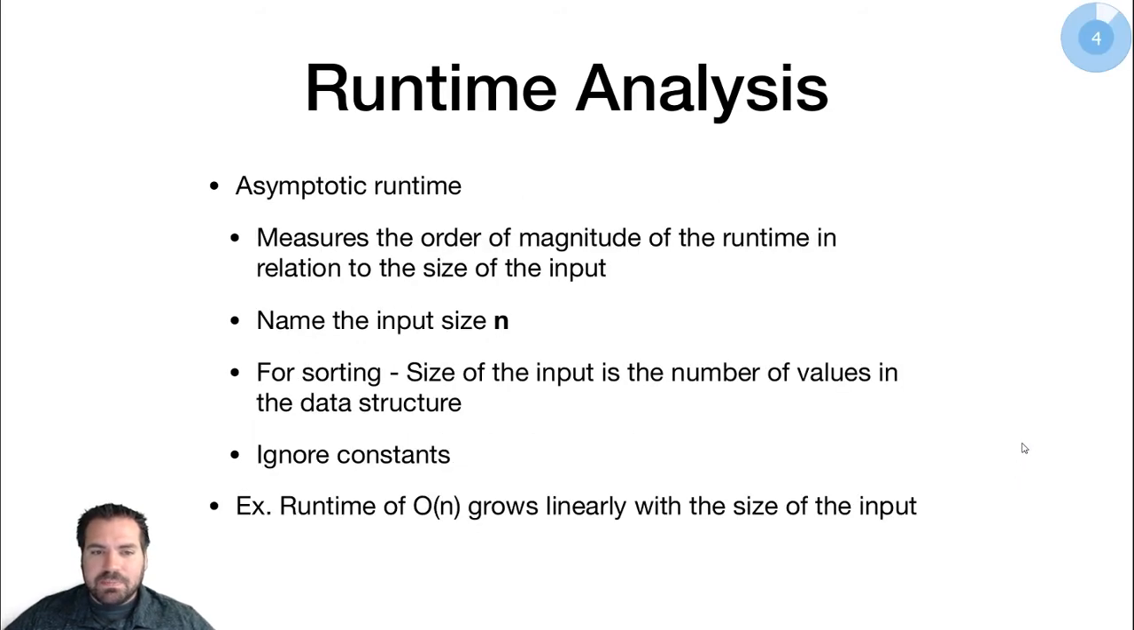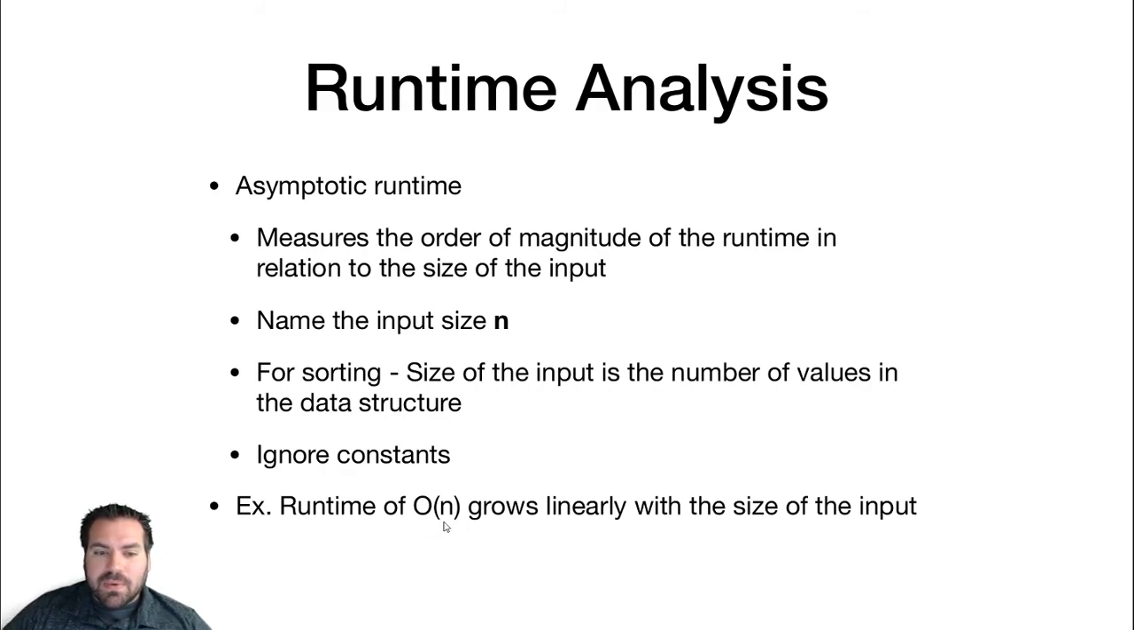So big O notation. We measure the asymptotic runtime of an algorithm in terms of the size of its input. We name the size of its input some value n, and then measure how long that algorithm takes in terms of n asymptotically. We ignore all constants for this. We ignore all lower order terms, and we just want the asymptotic magnitude of that growth. So for example, if a runtime is O of n, and for sorting, n is the number of things that we're sorting, the size of the data structure we're sorting.